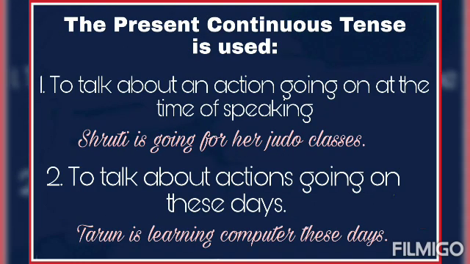Present continuous tense is used to talk about an action going on at the time of speaking and to talk about actions going on these days. For example, Shruti is going for her judo classes and Tarun is learning computer these days.